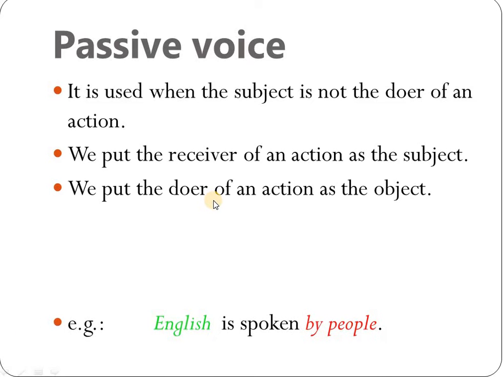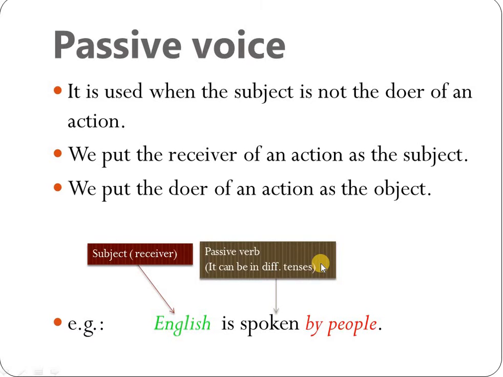Take this sentence for example. English is spoken by people. English is the subject. However, here it is the receiver of the action. Is spoken is the passive verb. It can be in different tenses. It is an action which is being done, and people is the object. However, you can see that it is the doer, the performer of the action.